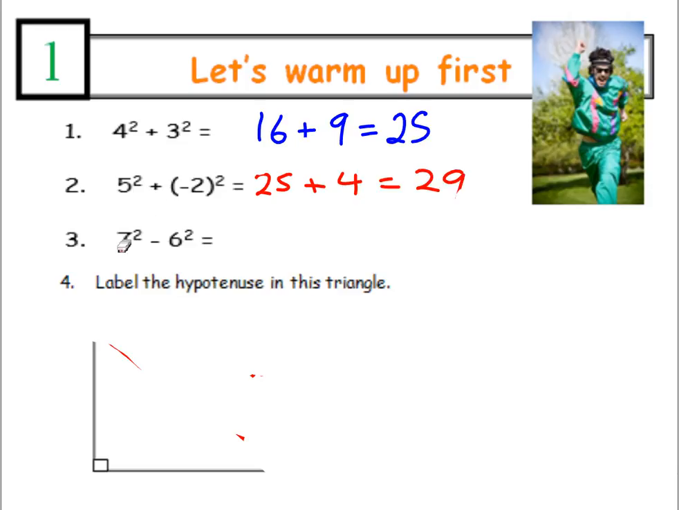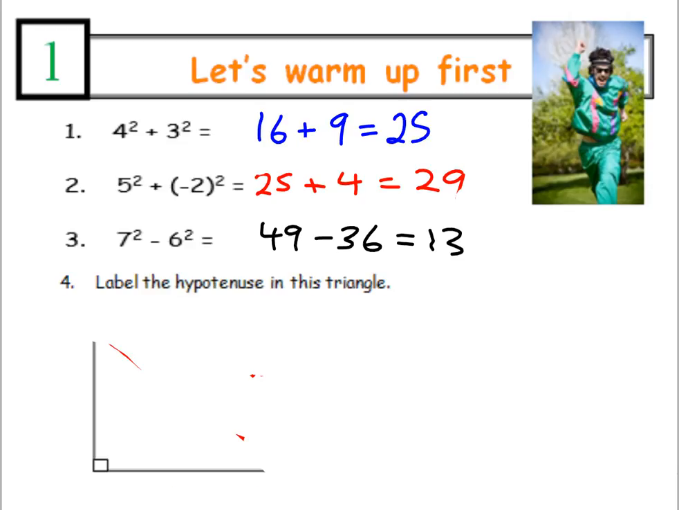So think 7 squared, what's that without a calculator? Minus 6 squared. So minus 36, and then do the subtraction in your head. Let's see, did you get the right answer? 13. So moving on from there.